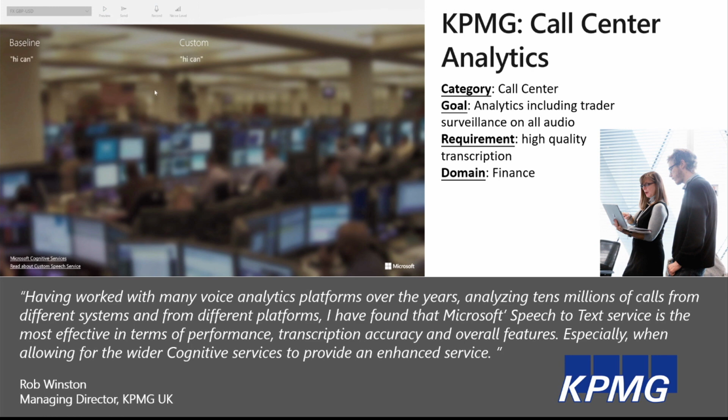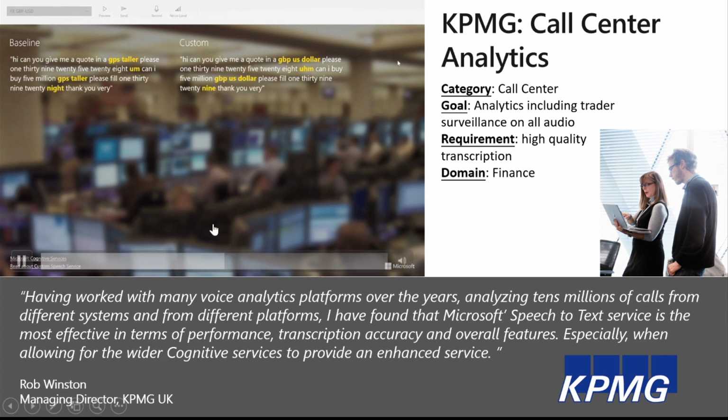Hi, can you give me a quote in GBP US dollar, please? 139.25.28. Can I buy 5 million GBP US dollar, please? Yep, filled at 139.28. Thank you very much. Done. Bye.